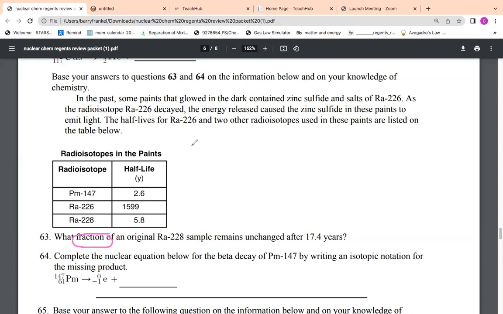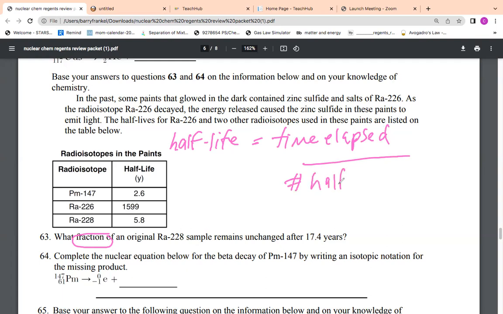Again, remember the equation, and you don't have to use it because you can just use logic. But if you'd rather use the equation, that's perfectly fine. This is our equation. Half-life equals the time elapsed over the half-life periods. So I want to know how many half-life periods are happening. This is my time elapsed right here, 17.4. The number of half-life periods is what I'm trying to figure out.